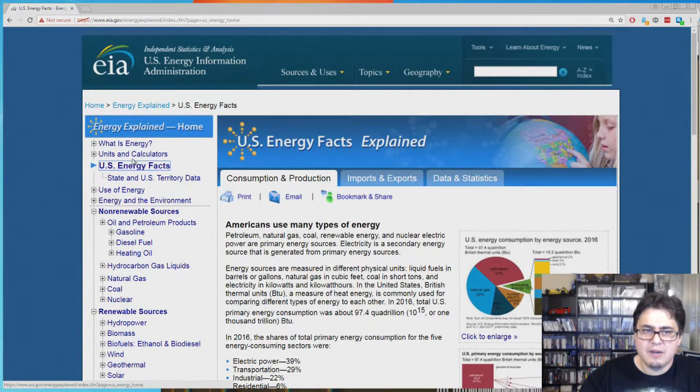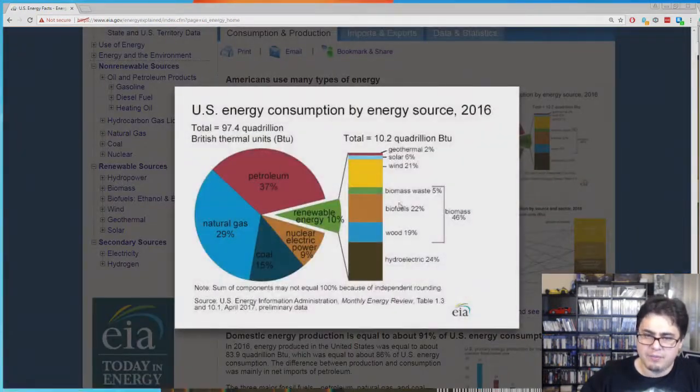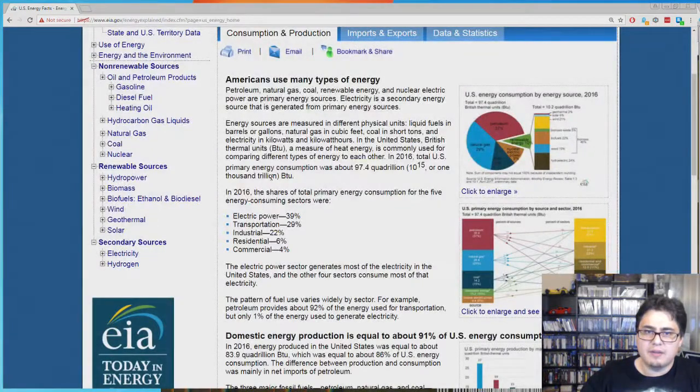Other things to talk about here: where do we use it? Where do we use energy and BTUs and all that stuff? We're going to talk predominantly about the U.S. We use many types of energy sources: petroleum, natural gas, coal, and so on. We already saw this graph before, just to show you how much consumption we have.